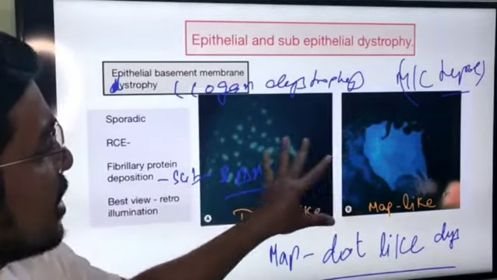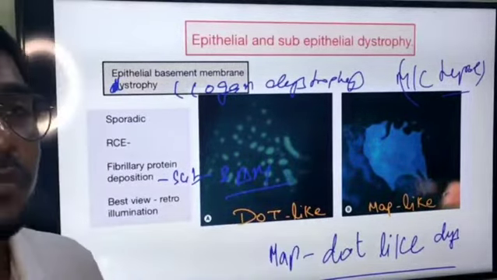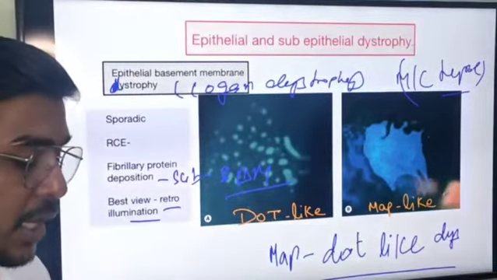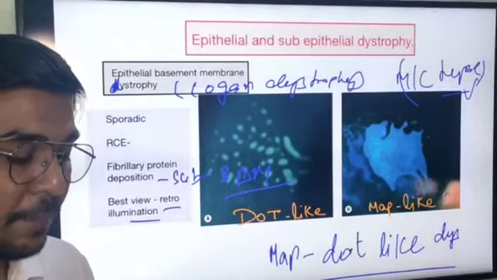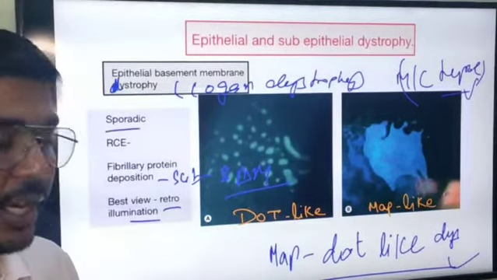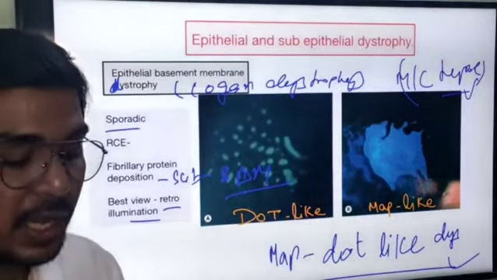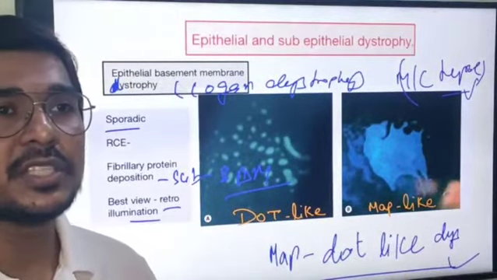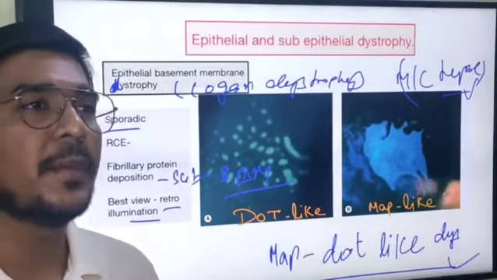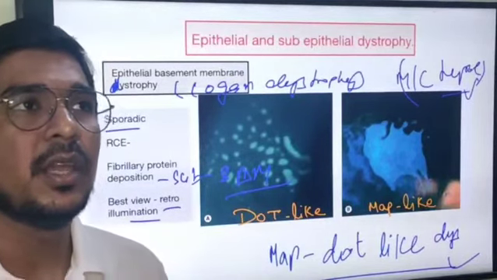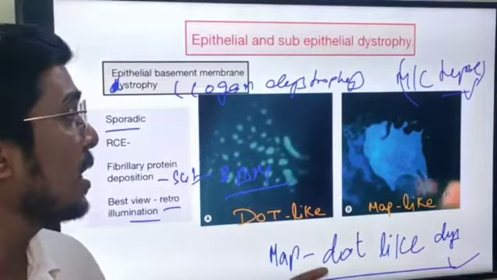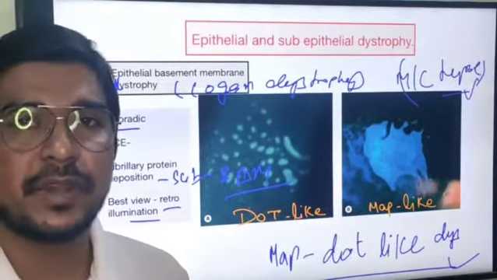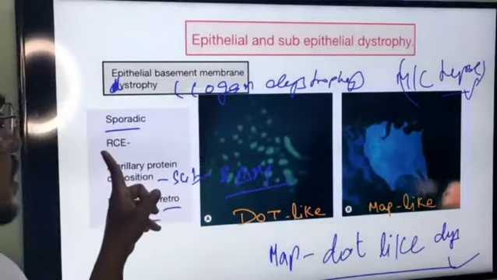When you see this type of picture, the dot-like, map-like picture, very clearly on retroillumination, you have to remember this. What is important to remember is that it is the most common type, it has the map-dot-like feature, and it is sporadic. These 3 points are very important. Treatment is simply lubrication. In very advanced cases you can go for therapeutic penetrating keratoplasty, but LASIK, or any type of refractive surgery, is contraindicated because of the recurrent corneal erosions.